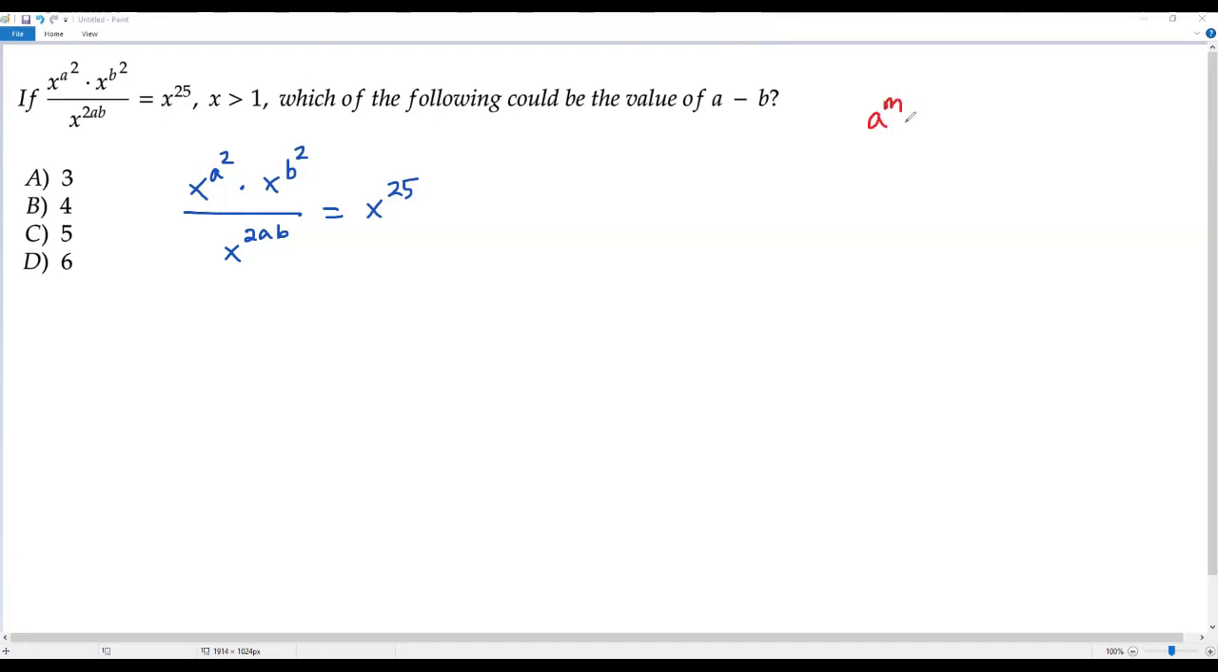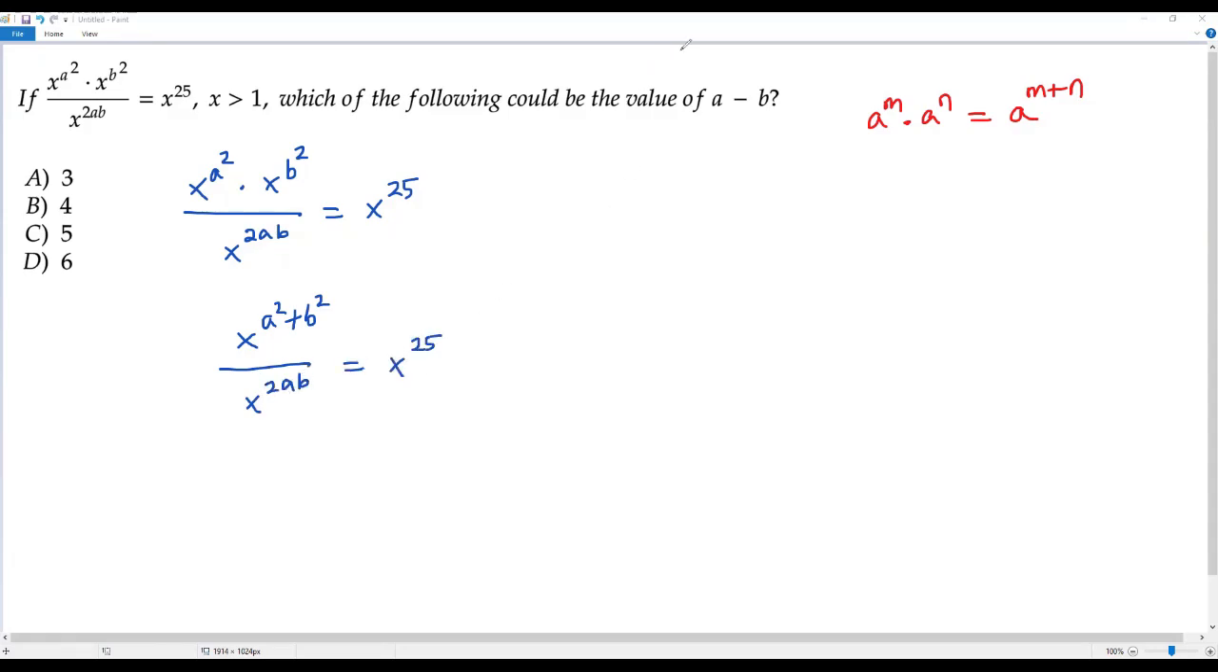That is a to the mth power times a to the nth power equals, so here I multiply two terms with the same base a. So now what I have to do is take the base once and add the two exponents, that is m plus n. I'm going to use the product rule of exponents over here. Then I'm taking the base x once and adding the exponents, that is a square plus b square, divided by x to the power of 2ab equals x to the power of 25.